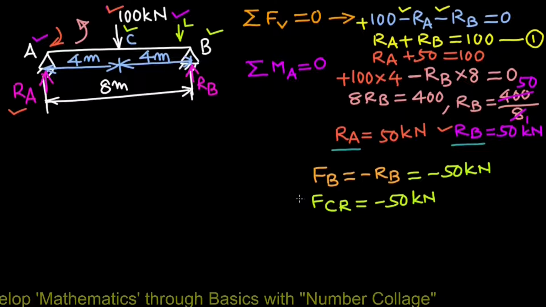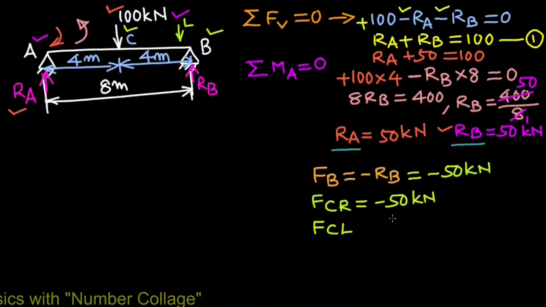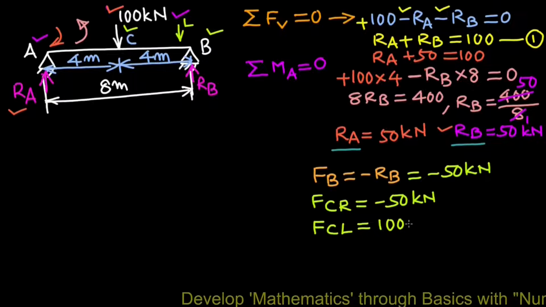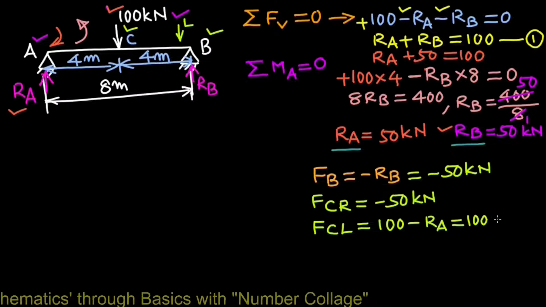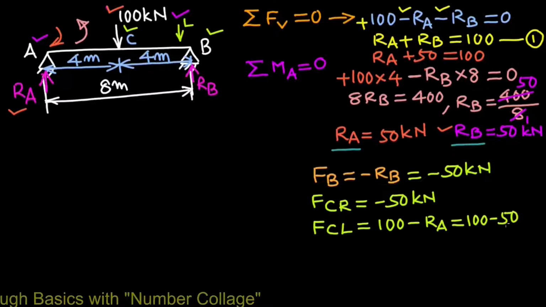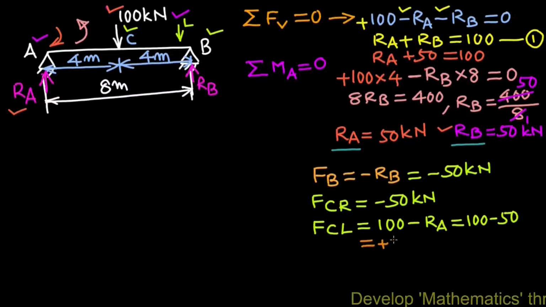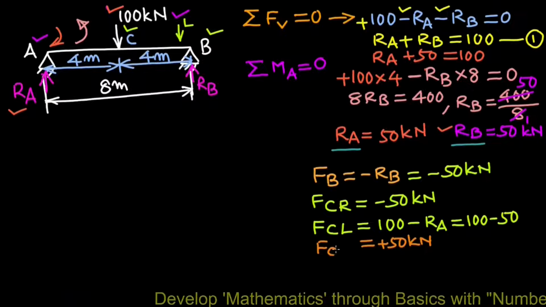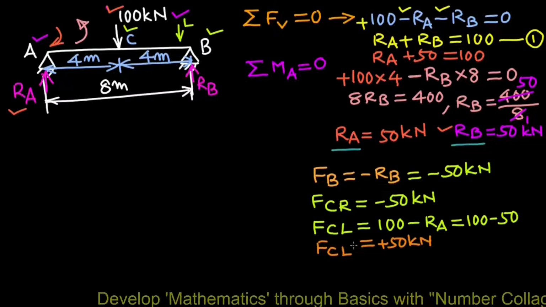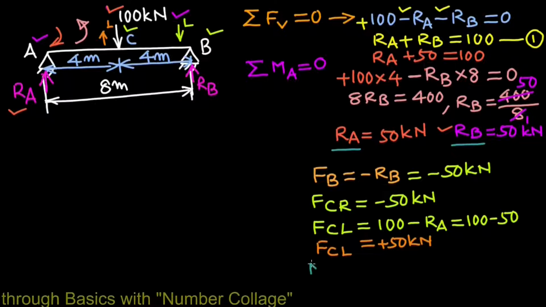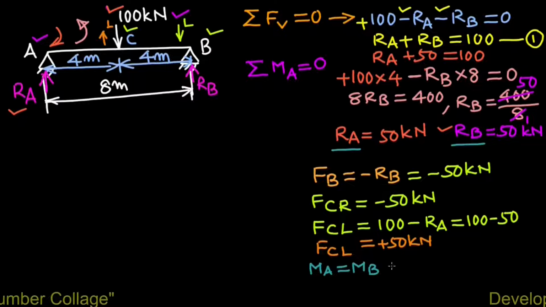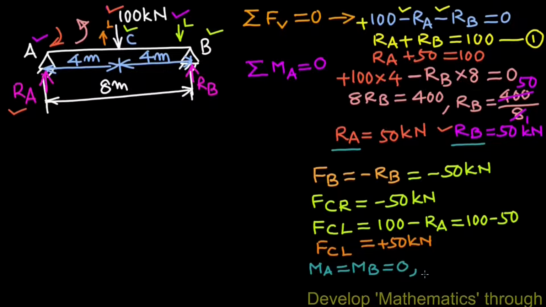Now shear force just left of point C, which is FCL, will be 100 kilonewton downwards minus RA, which will be 100 minus 50 upwards. So that will be plus 50 kilonewton shear force to the left of point C. Bending moments at the end supports will be 0. So MA equals MB equals 0, because there is no question of any bending at the supports.